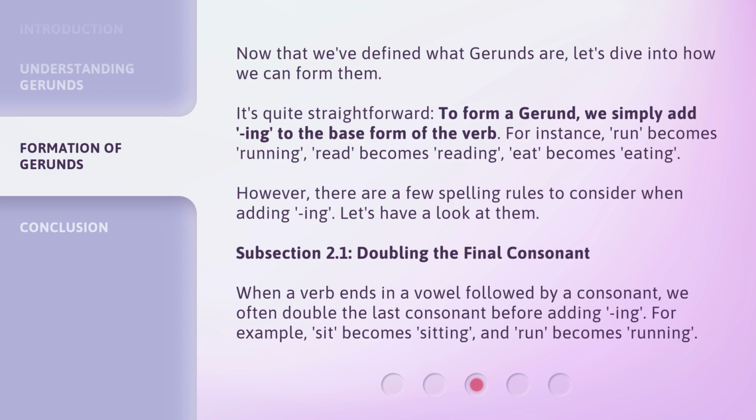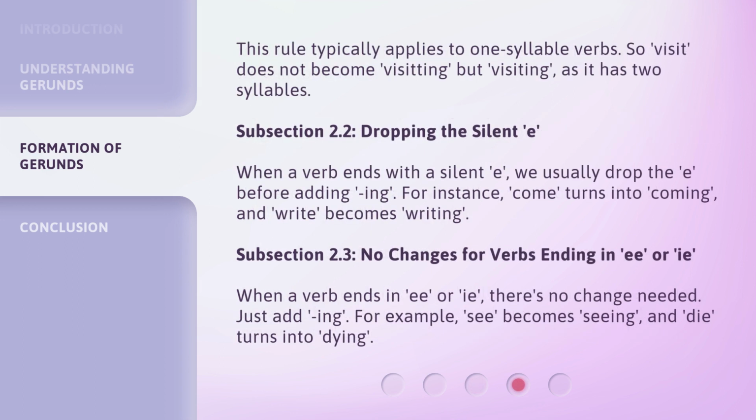Subsection 2.1. Doubling the final consonant. When a verb ends in a vowel followed by a consonant, we often double the last consonant before adding -ing. For example, sit becomes sitting, and run becomes running. This rule typically applies to one-syllable verbs. So, visit does not become visitting, but visiting, as it has two syllables.